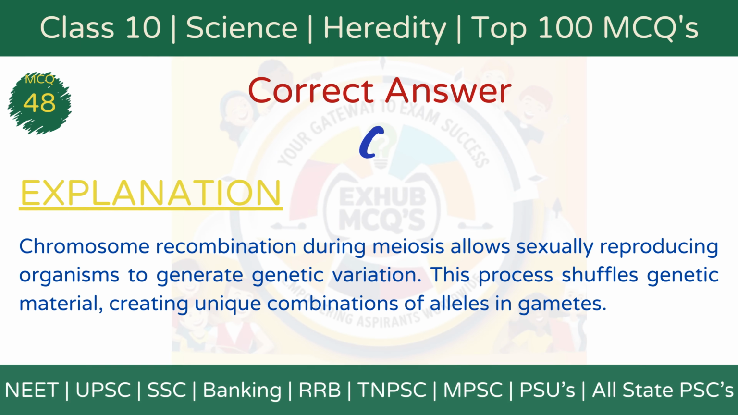The correct answer is option C, chromosome recombination. Explanation: chromosome recombination during meiosis allows sexually reproducing organisms to generate genetic variation. This process shuffles genetic material, creating unique combinations of alleles in gametes.